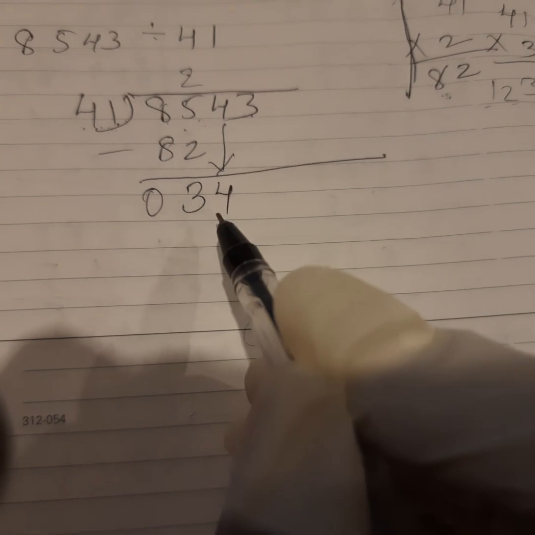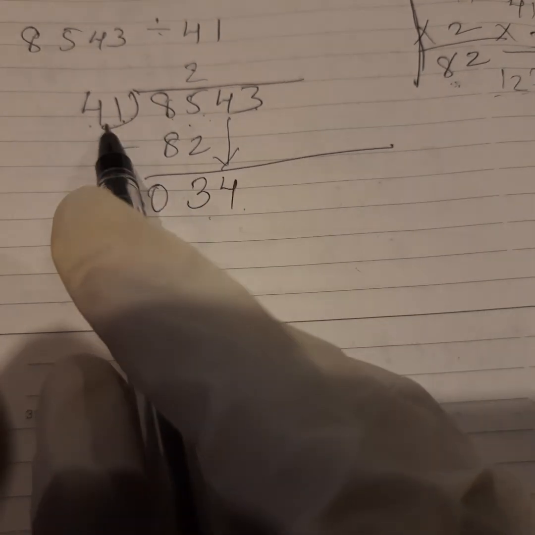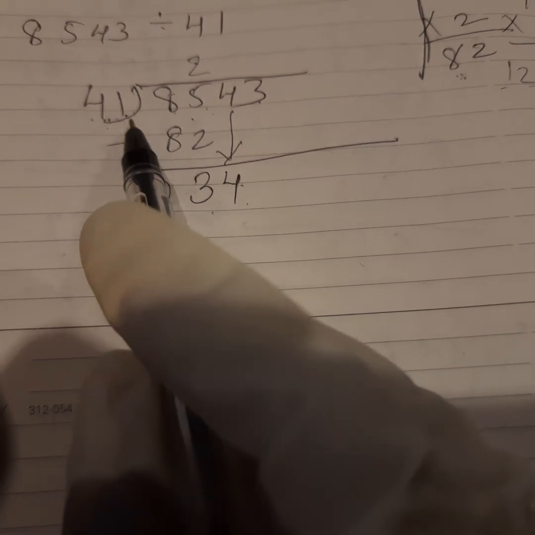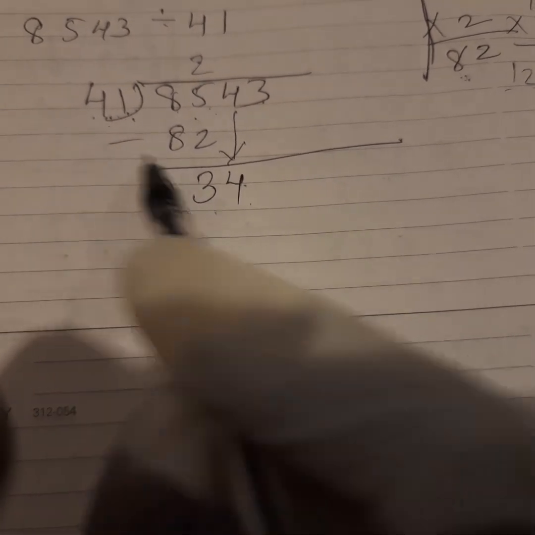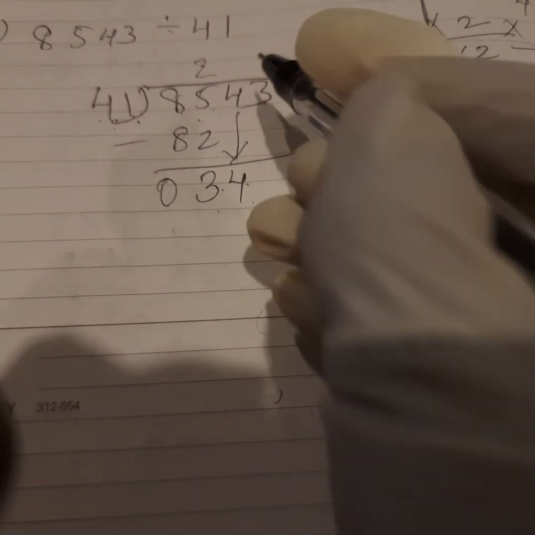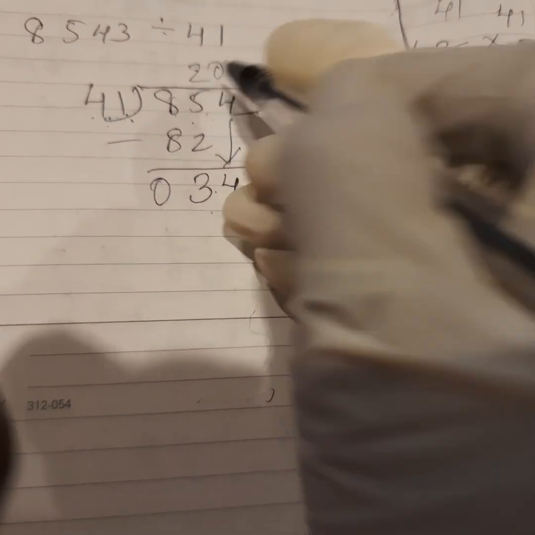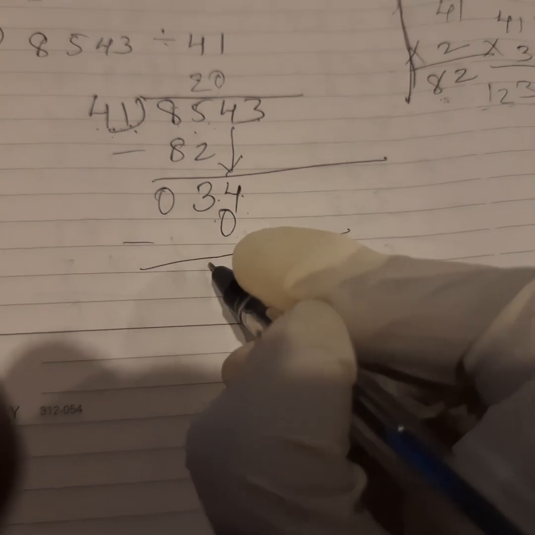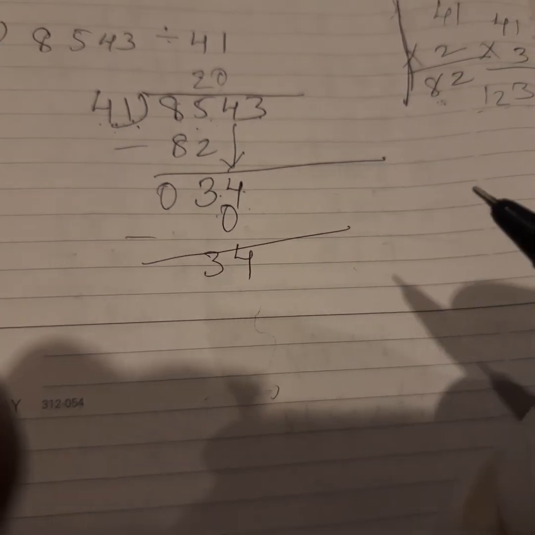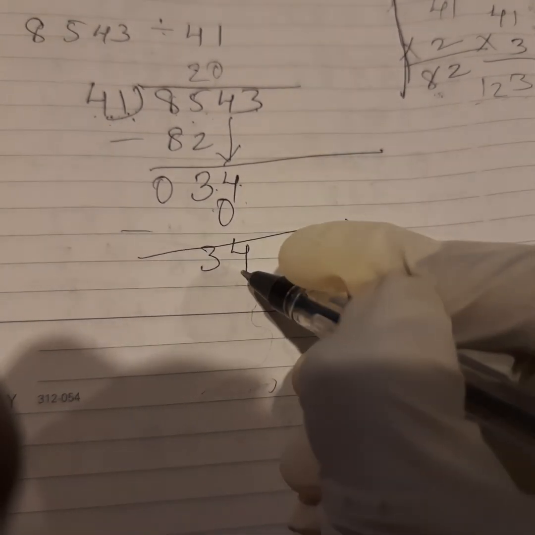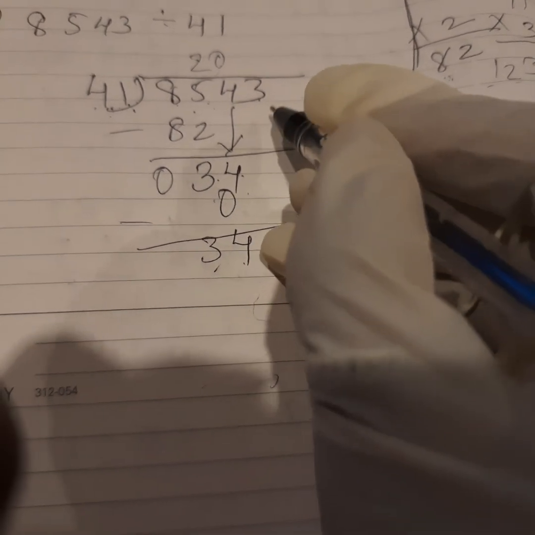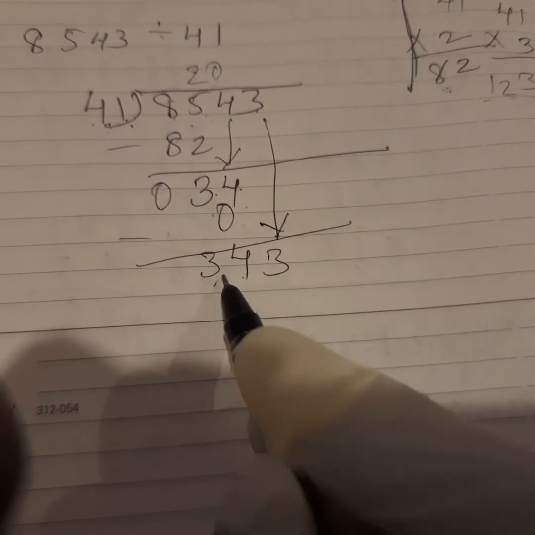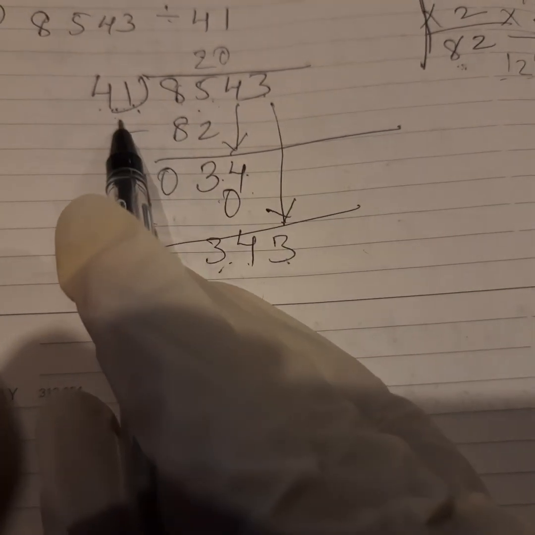See. Now 34 is smaller than 41. 34 is smaller than 41, our divisor. So we cannot divide. So what will we do? 41 zeros are 0. Then bring the 34 down. Okay, means 4 minus 0, 4, and 3 comes down. Now we can bring this 3 down. So now 343 can be divided by 41.